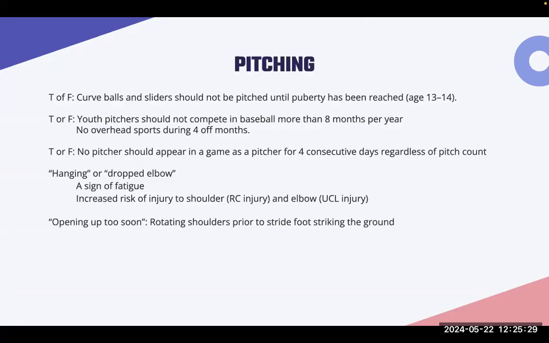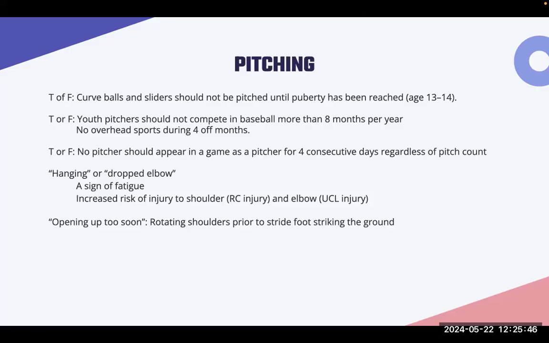Yeah, and again, this was just mean of me to put this one on there. This is false just because it's 3 consecutive days. It's tough to memorize some of these numbers, but I feel like these are the things we might get asked. So no more than 3 consecutive days, regardless of pitch count.